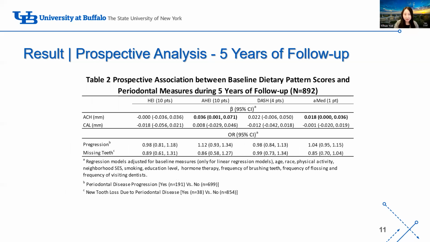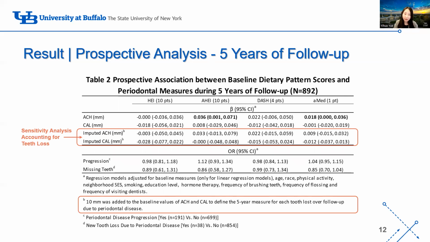In the prospective analysis during 5 years of follow-up, better adherence to AHEI and AMED was positively associated with greater progression of ACH from baseline to the 5th year, which indicates more bone loss. Then we conducted sensitivity analysis accounting for tooth loss. And then we can see most beta coefficients decreased and the positive association no longer remained significant.